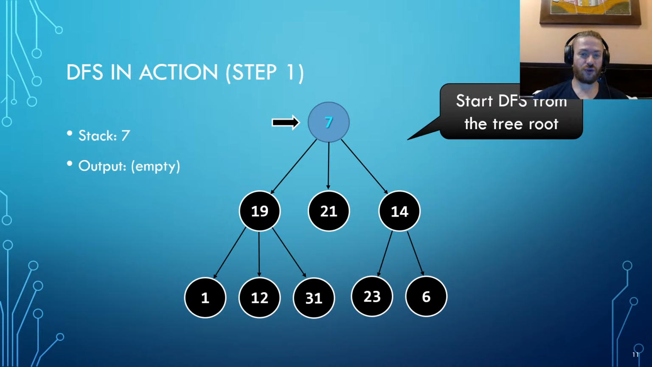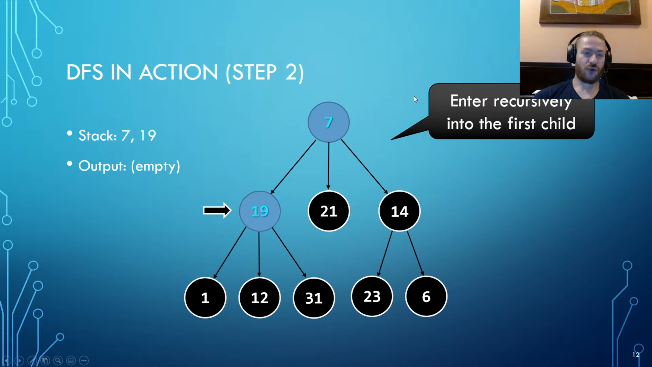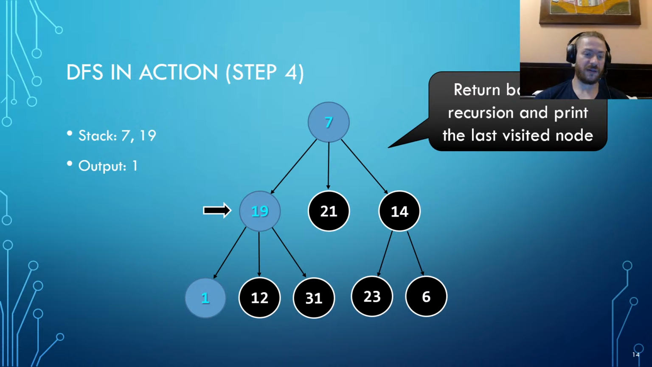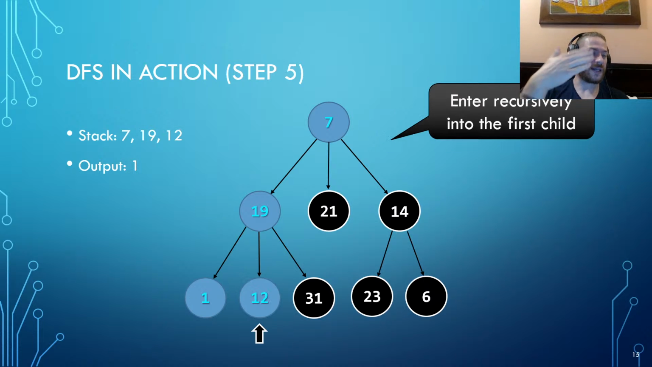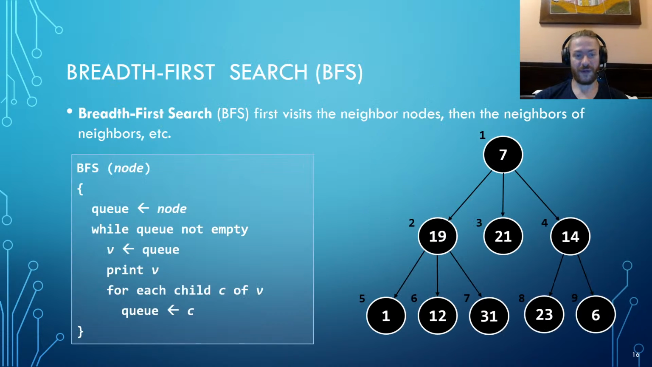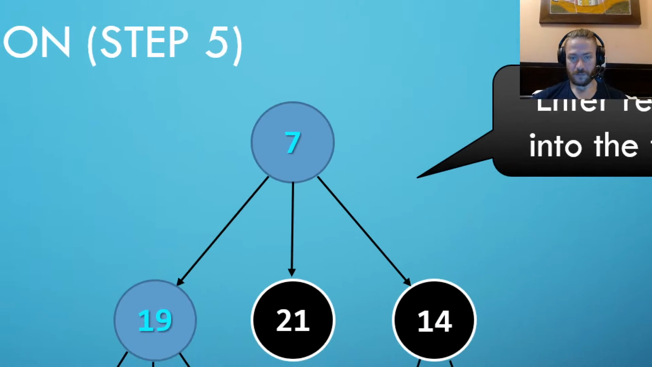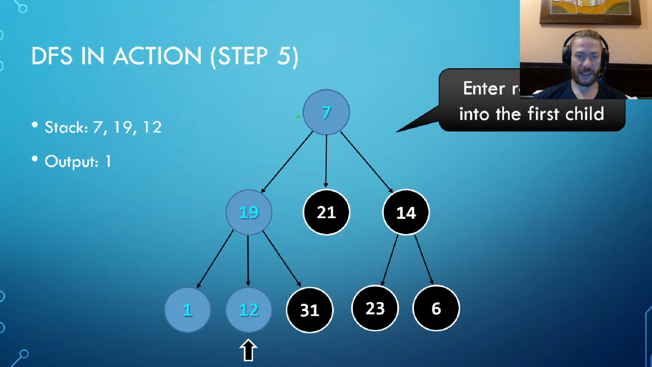We start at the tree's root. Then we try to reach as low as possible, and we reach a point where a node doesn't have any children, so it prints 1. Then it returns back and tries to go as low as possible, and it sees 12, prints 12, and so on. So the whole algorithm will go like this.